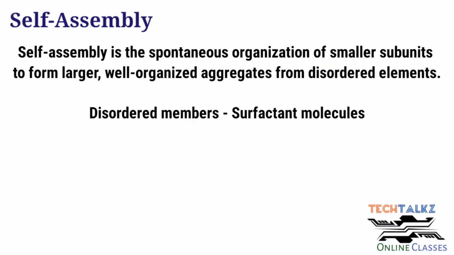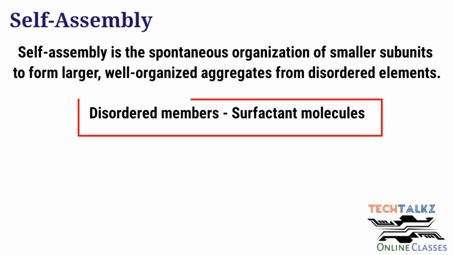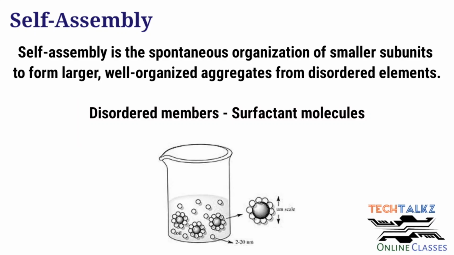In this process, an organized structure, that is, well-shaped ordered aggregates, is formed from a disordered system of components. Here, the disordered items are surfactant molecules. So we can say, due to local interactions, an aggregate is formed in a solution through the self-assembly of these surfactant molecules.